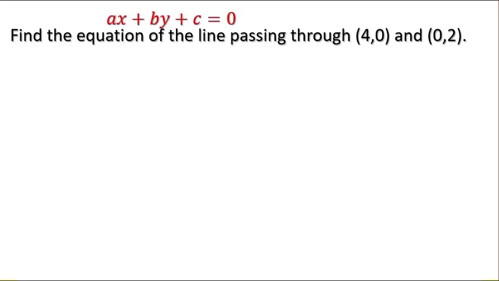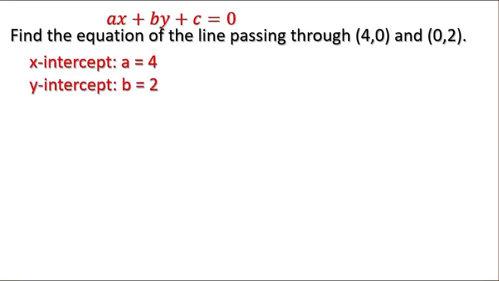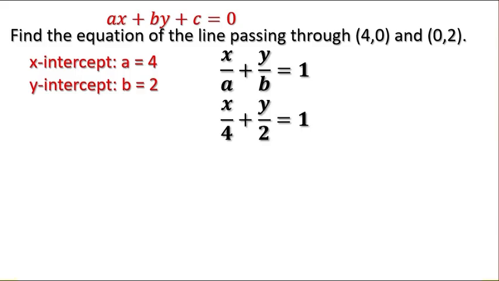So again, the required form is ax plus by plus c equals 0. So x-intercept or a equals 4, y-intercept or b equals 2. Substitute it in the equation x over a plus y over b equals 1. So by substitution, we have x over 4 plus y over 2 equals 1. We need to clear the denominators 4 and 2.